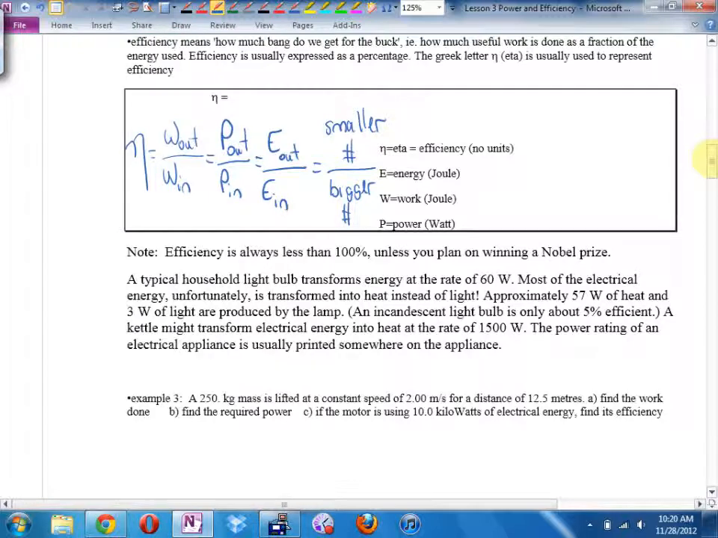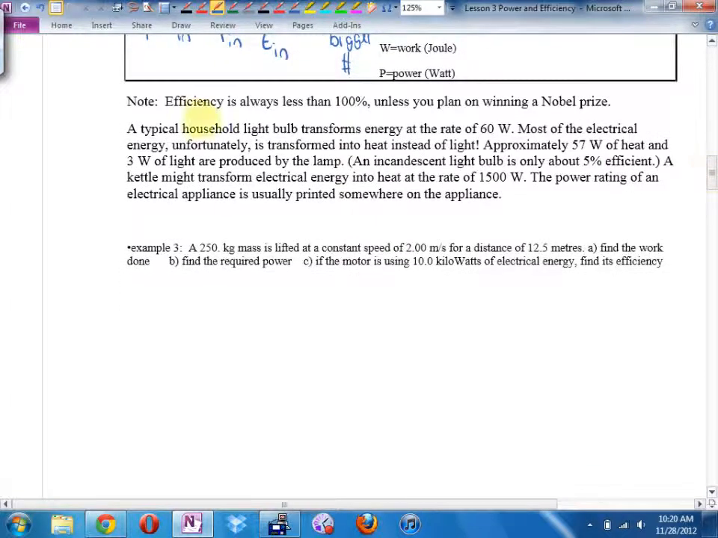Anyways, so efficiency is always less than 100% unless you plan on winning a Nobel Prize. A typical household light bulb transforms energy at a rate of 60 watts. 60-watt bulb. 60 watts, Jason, means 60 joules of energy every second. Most of the electrical energy, unfortunately, is transformed into heat instead of light. Approximately 57 watts of heat and 3 watts of light are produced by the lamp. An incandescent bulb is therefore only about 5% efficient.